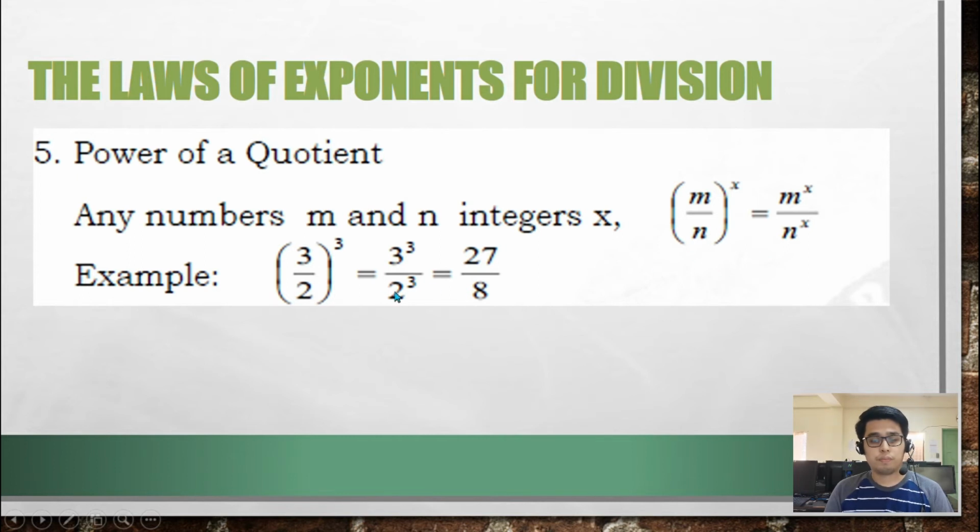Okay? So, for example, 3 over 2, quantity raised to 3. So, ilalagay mo dapat sa taas at sa baba yung exponent. Kaya, we have 3 cube and 2 cube. Simplify further, ang 3 cube ay 3 times 3 times 3 equals 27 ang sagot doon. 2 cube is equal to 8. So, our answer is 27 over 8.